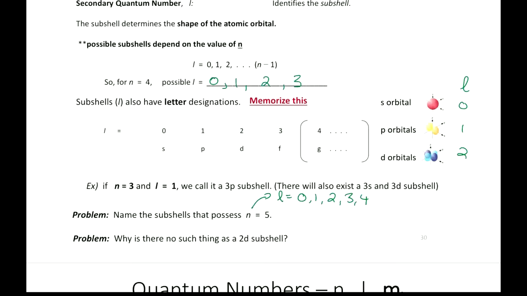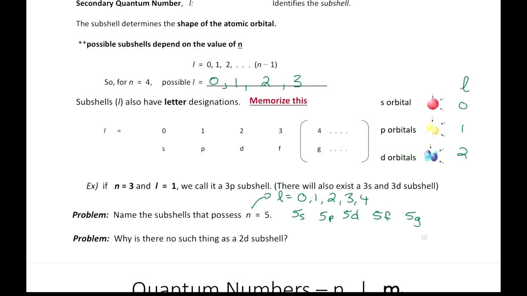An L of 0 is what letter designation? S. So this corresponds to a 5s orbital, and then the same thing for L equals 1. We would have a 5p orbital, then 5d, then 5f for L equals 3, and then finally L equals 4. Now we just go in alphabetical order. It's 5g. We'll never go that far, but that's how you would put those ideas together.